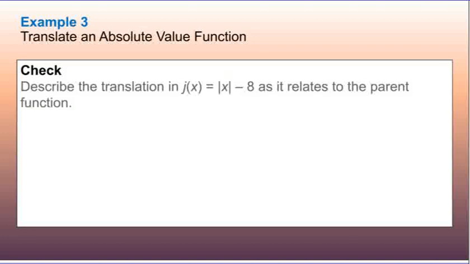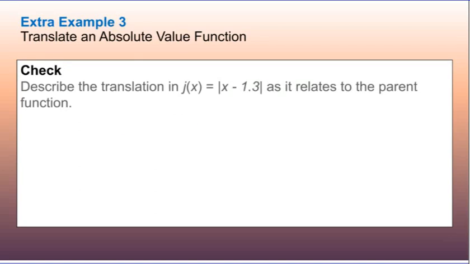Next, we have g of x equaling the absolute value of x, and then I subtract 8 afterwards, as it relates to the parent function. So this is our k, and since the k is minus 8, this is going down 8. So I'm just taking the whole function and moving it down 8. I'm moving the vertex down 8.